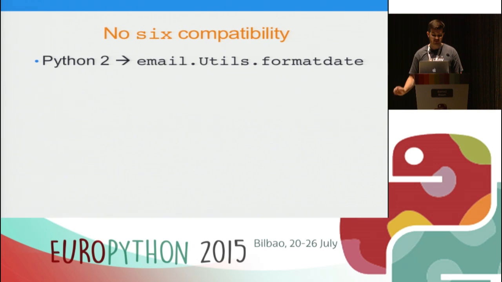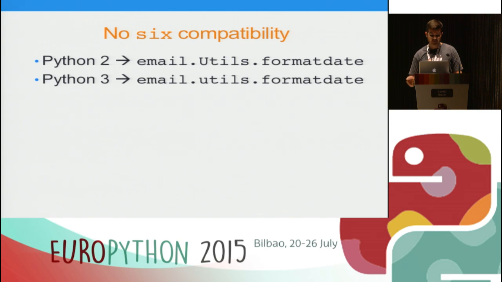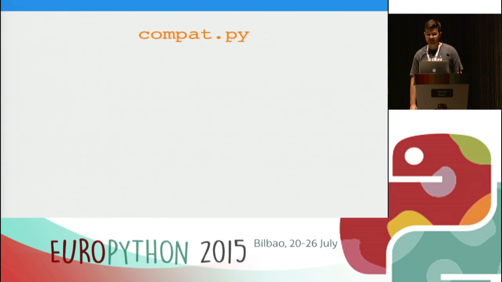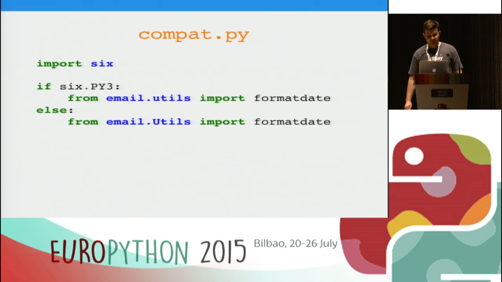For example, in the CLI, we have to use the formatdate function, which is a function that returns a string in the form of what you expect to see in an email. In Python 2, you import from email.Utils with a capital, and in Python 3, you import it from lowercase utils. And like I said before, there's no Six conversion for it. So the solution to that is to have your own compatibility module to handle all these conversions. And in a lot of the projects I work on, it's called a compat.py file. And simply you just have this logic.